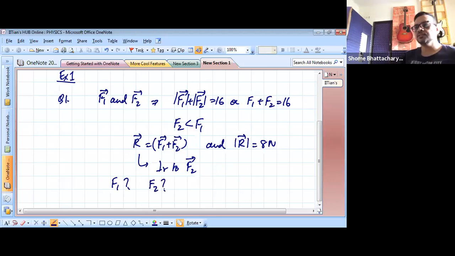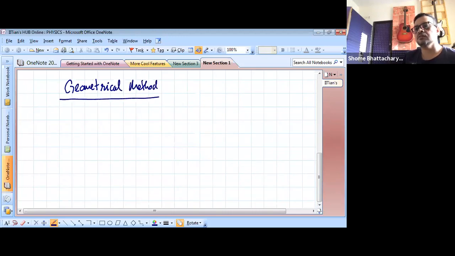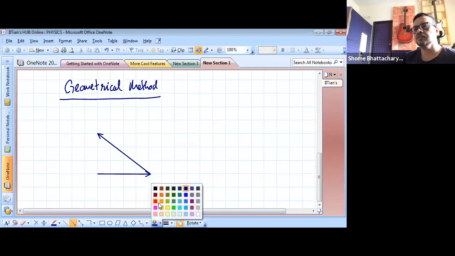As usual, we can do this by both component algebra as well as by the triangle law method, because we are talking about perpendicular. If I go with the geometrical method, it might be easier in this case. How we can interpret this is that, let us say these are our forces F1 and F2. It must be something like this because their resultant is perpendicular.